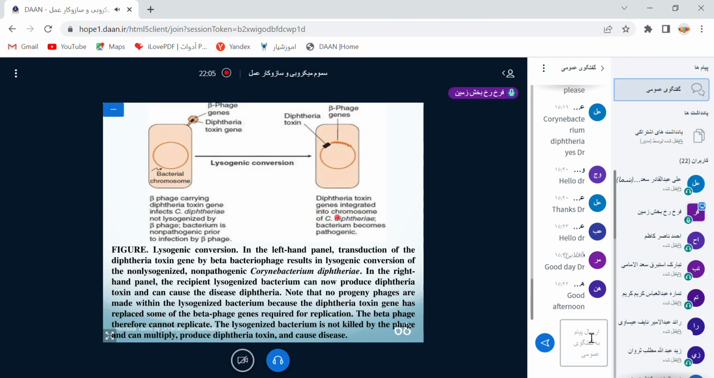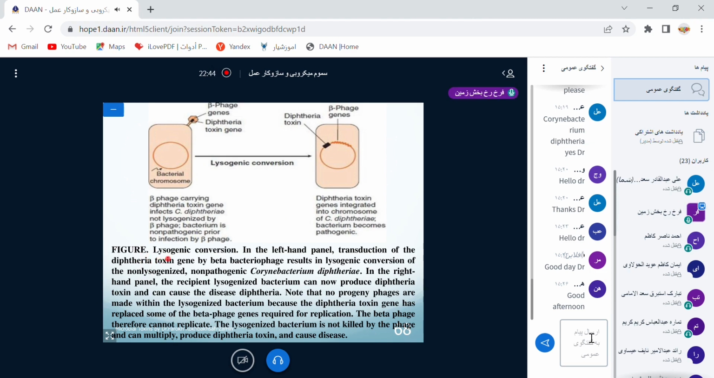Diphtheria toxin genes are integrated into the chromosome of Corynebacterium diphtheriae, and the bacterium becomes pathogenic. So these two bacteria are completely the same. The only difference is the prophage. This one contains the prophage according to lysogenic conversion, and this one is without prophage. So it is not pathogenic, and this is a severe pathogen. In this figure, what can we see?